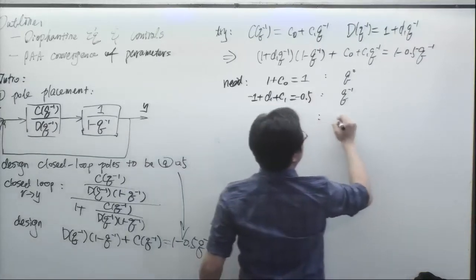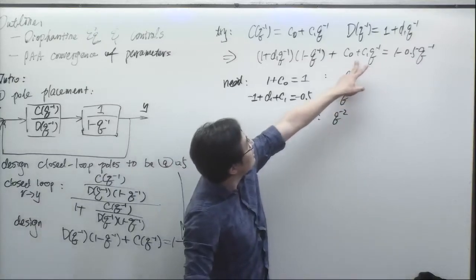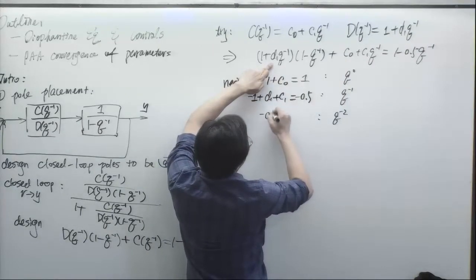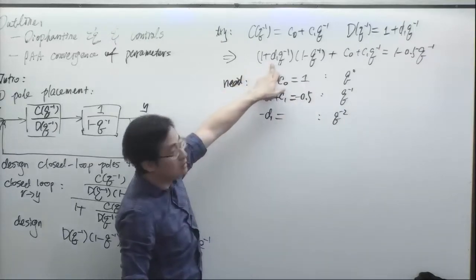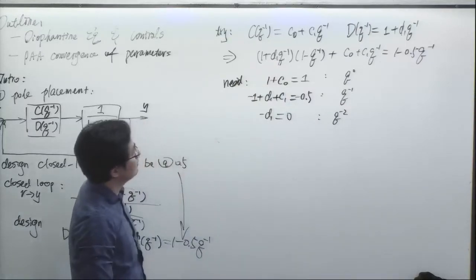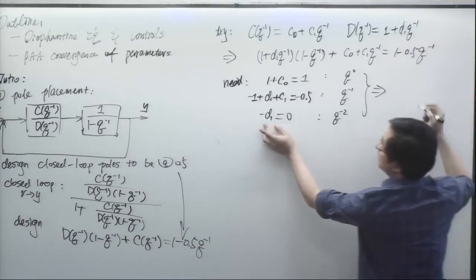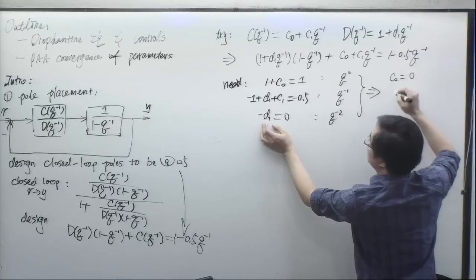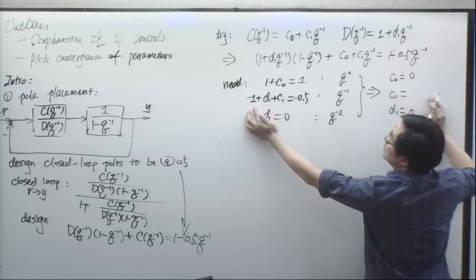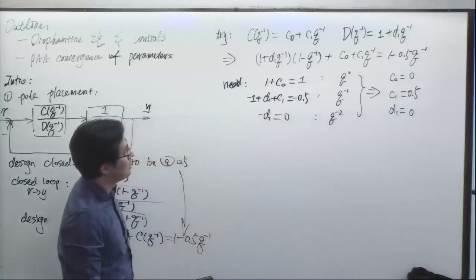And then lastly, the Q to the power of negative 2 term. There's none from here. There's 1 from here. It's D1 times negative 1, so it's negative D1. That's the left side. The right side, I have none, so it should be 0. So therefore, you can see this very specific solution. I need C0 to be 0. I need D1 to be 0. And I need C1 to be 0.5. Some simple computation.